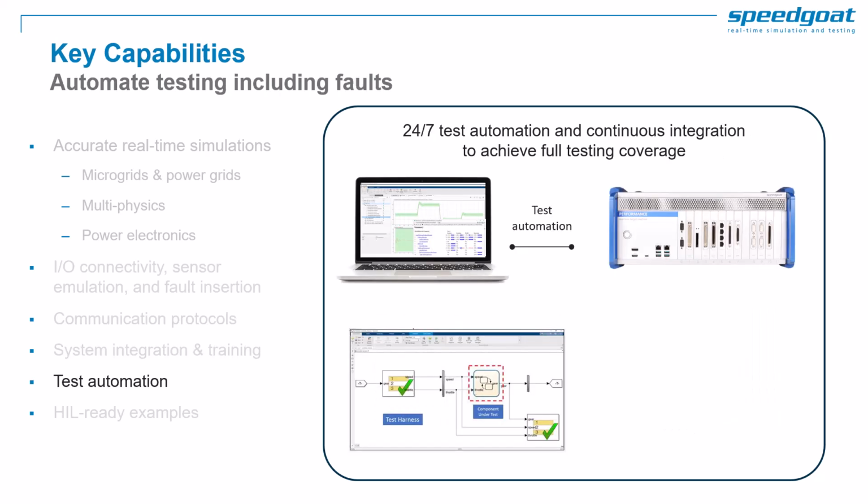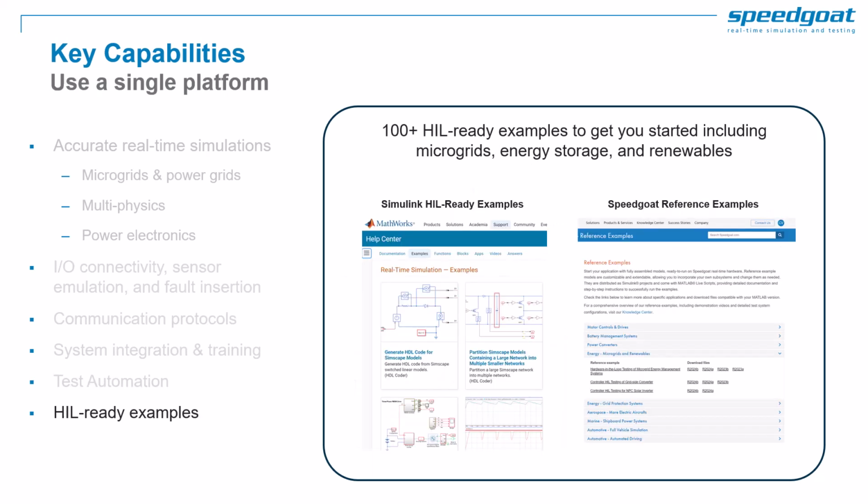Another key benefit is the Simulink workflow integration. You can automate testing, test 24/7, and connect to all common platforms for continuous integration. And finally, having a single platform helps to simplify development and testing. MathWorks and Speedgoat offer a single platform around Simulink. You can download HIL-ready model examples for your project from the MathWorks and Speedgoat web pages.